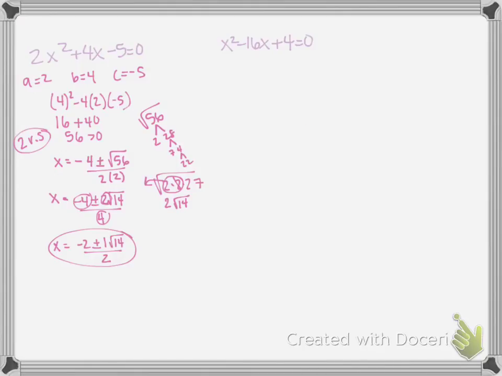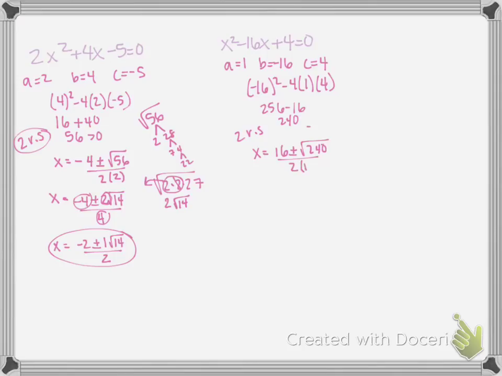Okay, my next one here. A is 1, b is negative 16, c is 4. So b squared minus 4 times a times c. 256 minus 16 is 240. So we got two real solutions. So x is equal to, plop a negative 16 for negative b, it becomes positive, plus or minus the square root of 240 over 2 times a.